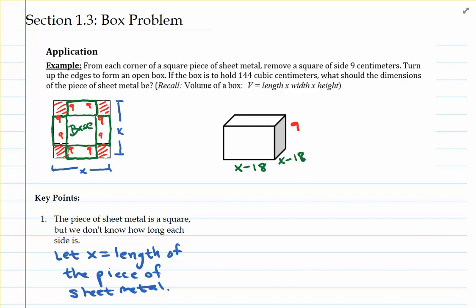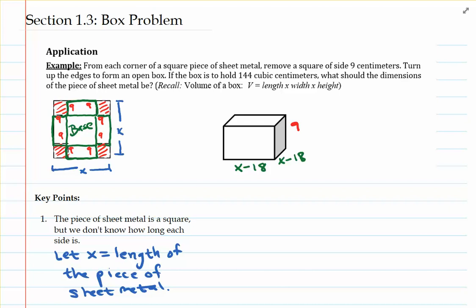metal. We also saw that the side length of the square cut from each of the corners of the square piece of sheet metal dictates the height. And of course, that height is going to be 9 since we cut out a 9 by 9 square from each corner. Alright, so overall, this problem is dealing with volume.